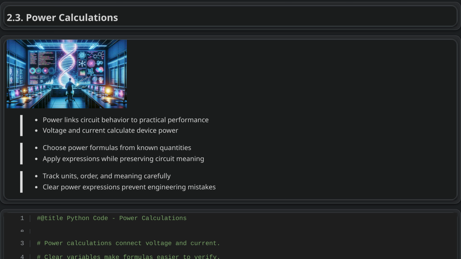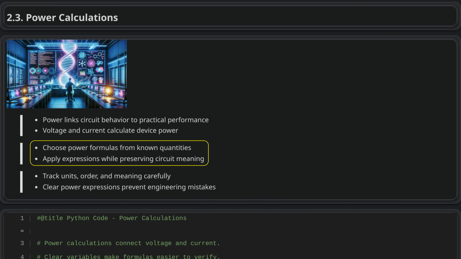Power calculations show how quickly electrical energy is converted into forms like light or heat. By combining voltage and current, engineers can determine whether components, power supplies, and batteries can safely handle a circuit's demands.